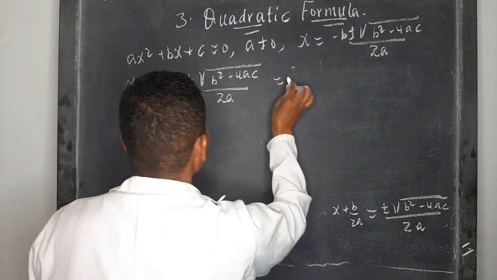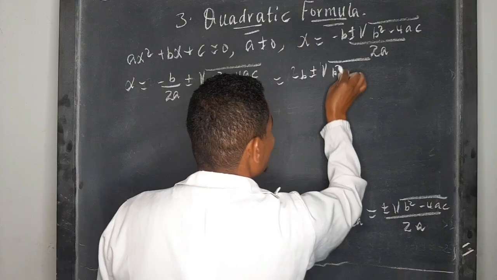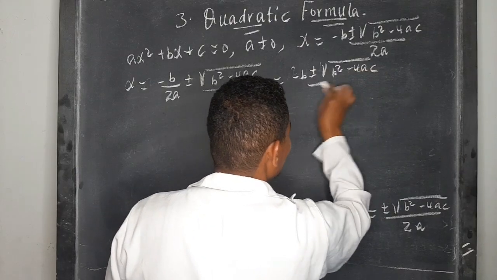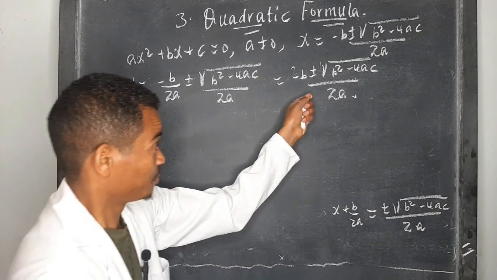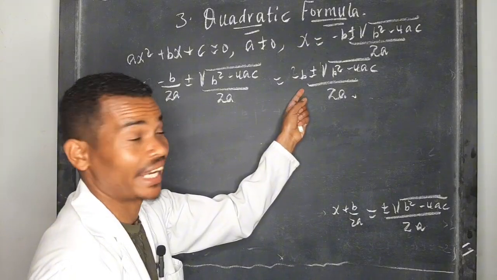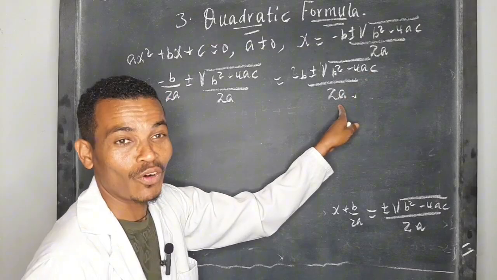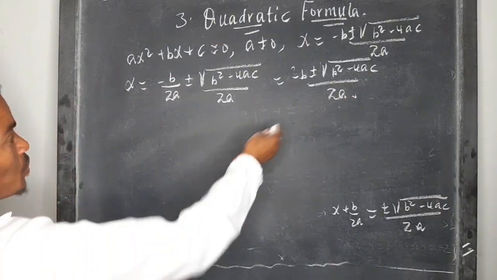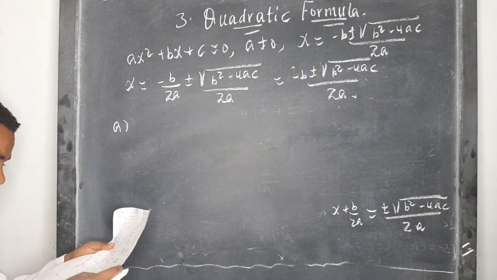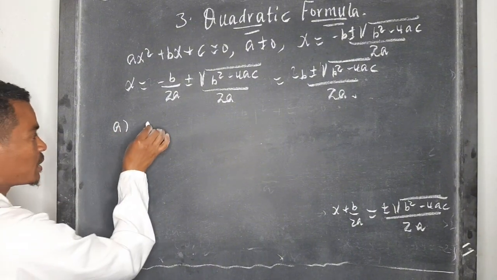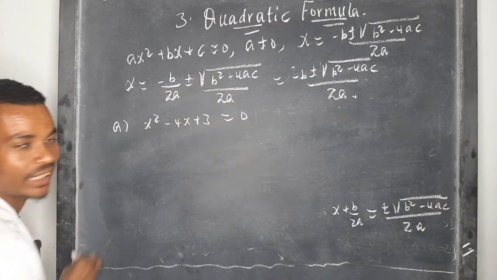So this is equal to minus b plus or minus square root of b square minus 4ac over 2a. This is the general formula for solving any quadratic equation: minus b plus or minus square root of b square minus 4ac over 2a. So by using this formula, let's solve x square minus 4x plus 3 is equal to 0.